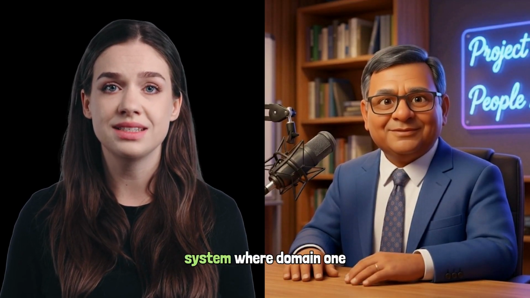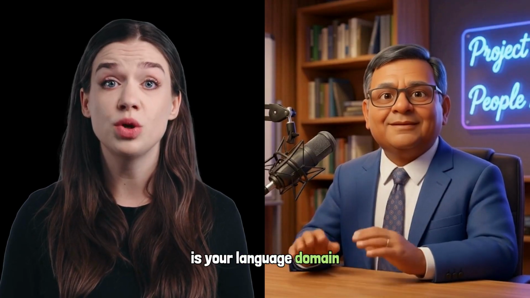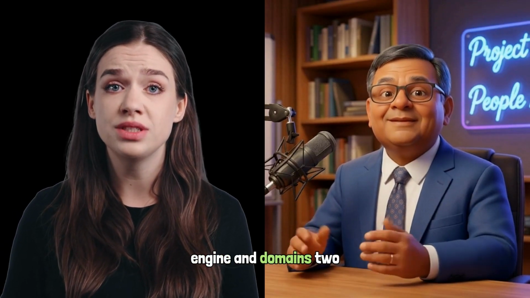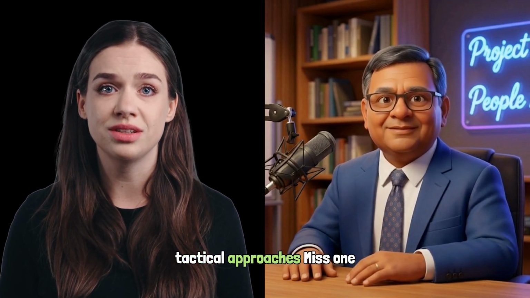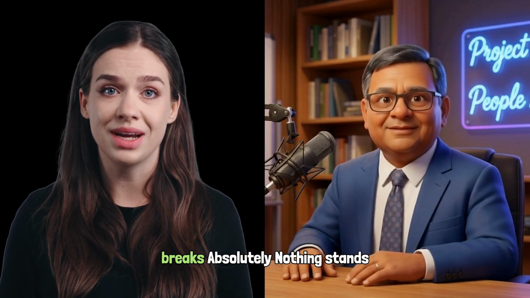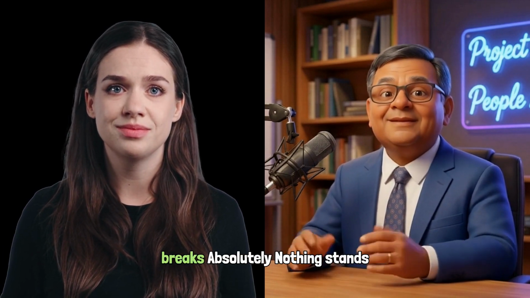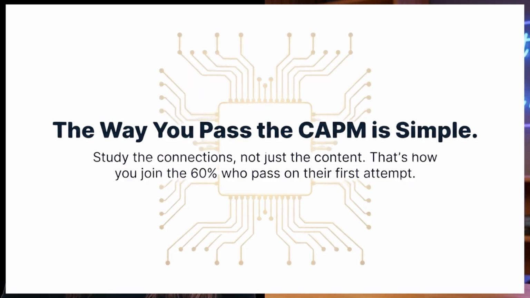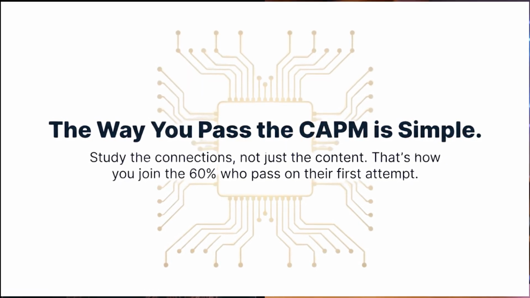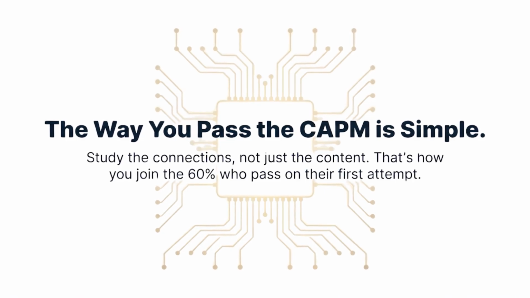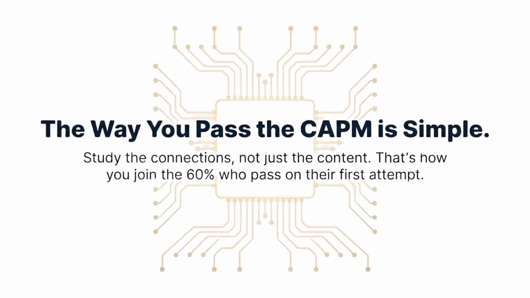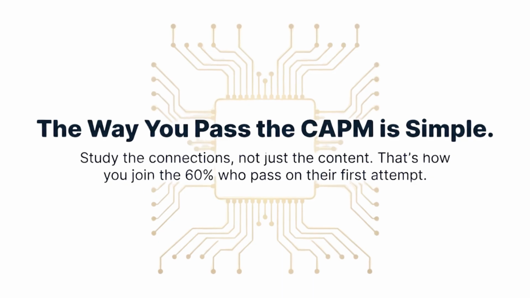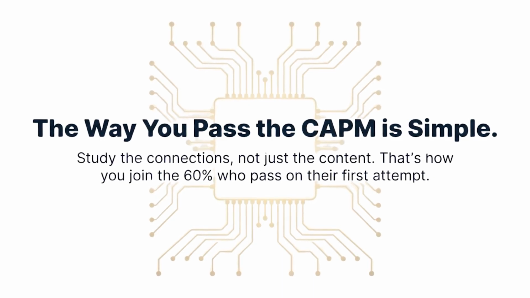Spot on. So, to sum it up in a neat mental picture, think of your CAPM study plan as a system where Domain 1 is your language, Domain 4 is your value engine, and Domains 2 and 3 are your tactical approaches. Miss one link, and the chain breaks. Absolutely, nothing stands alone here. And that really distinguishes those who join the 60% who pass on the first try from the 40% who stumble. It's not about isolated facts. It's about mastering the system as a whole.